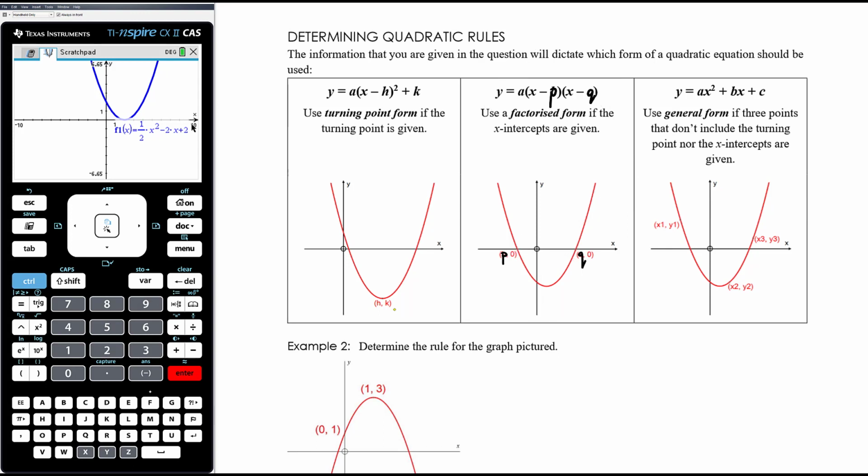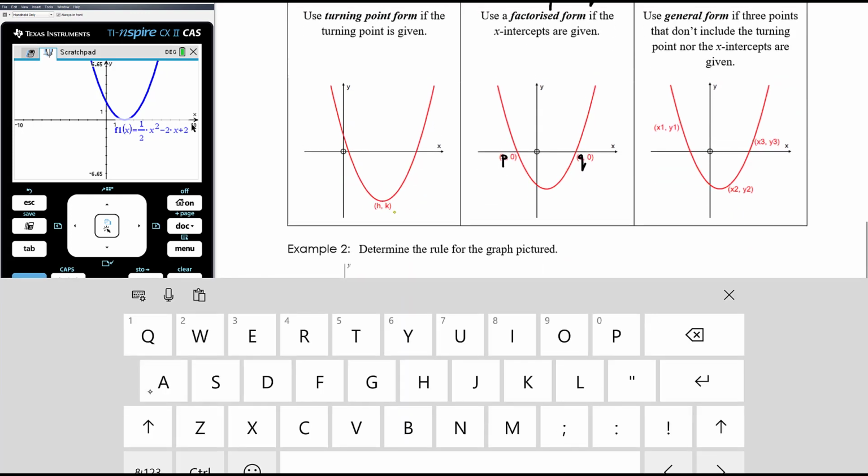And finally, if we don't have the turning point or x-intercepts, and we just have 3 points, we would start with the general form, sub in our 3 points, and generate 3 simultaneous equations in 3 unknowns, and need to solve those. Generally speaking, we'll have our CAS for this third situation, and we'll look at how to do that efficiently when we get to an example like that further down the track. So let's work our way through these examples.